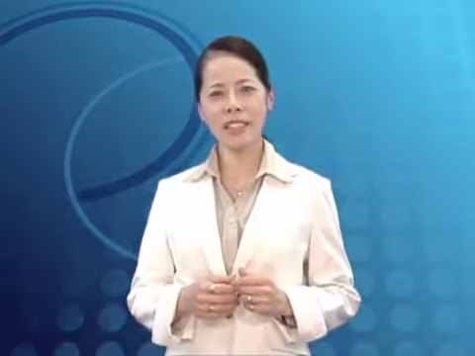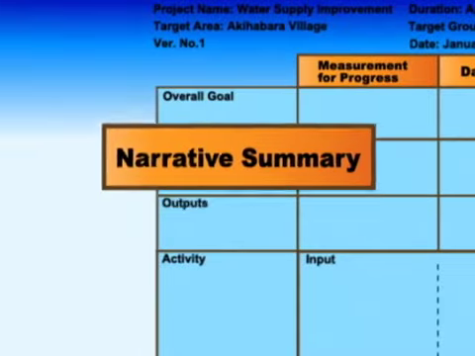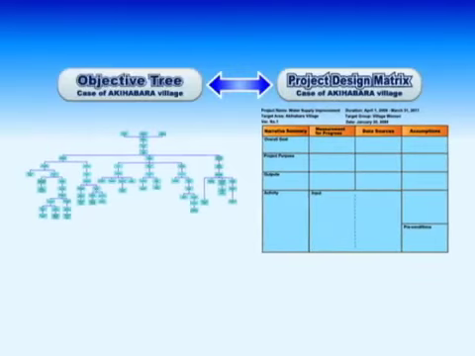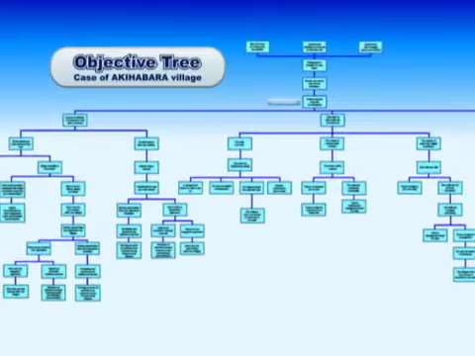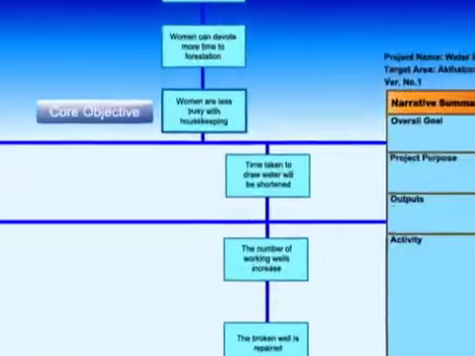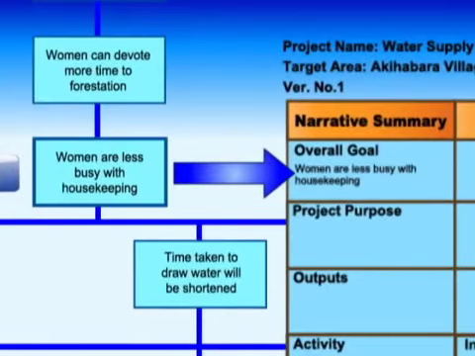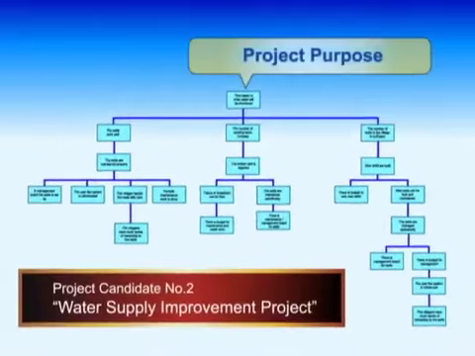Now, let us fill in the cells of the PDM for the water supply improvement project in Akihabara Village. First, we are going to start with the far left row, the narrative summary. The narrative summary should correspond to the objective analysis tree. In the case of this project in Akihabara Village, the overall goal should have the core objective: women are less busy with housekeeping. The project purpose should have time taken to draw water will be shortened, which is on the top of the project plan.